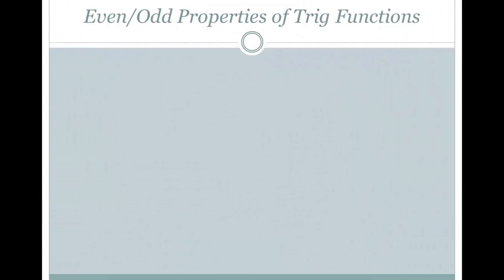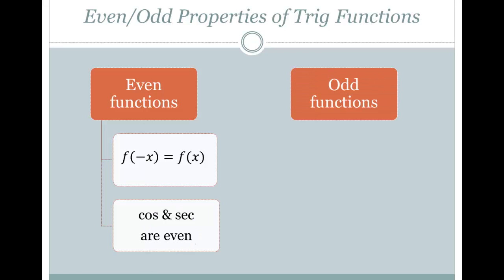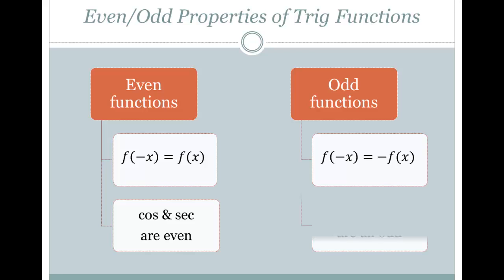Let's talk about even and odd properties. Again, hopefully you guys remember what the even and odd properties are. Even functions, remember, f of negative x is equal to f of x. That's the property of even functions. It means it's reflective about the y-axis. The cosine function and the secant function are both even functions. Okay? The others are odd functions. And remember, an odd function is f of negative x is equal to negative f of x. Odd functions are reflective about the origin. Okay? And all the others are odd functions. Let's do an example here.